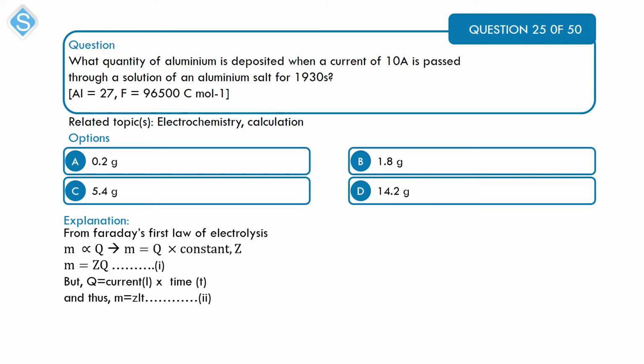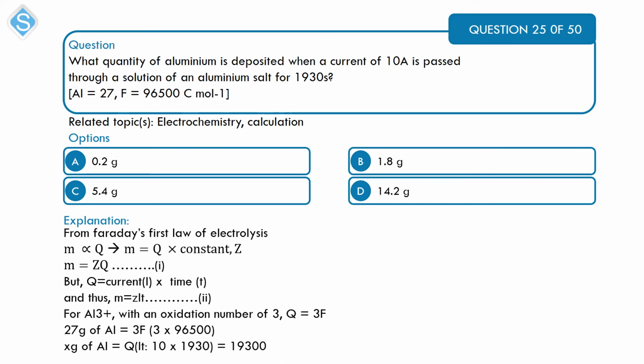Now, for aluminium, which has an oxidation number of 3, the quantity of electricity that will be required is 3 Faraday to liberate 1 mole of aluminium, which is 27 grams of aluminium. That's the atomic mass of aluminium. So to liberate 1 mole of it, we are going to need 3 Faraday of electricity. So 27 grams of aluminium will require 3 Faraday, and 1 Faraday is 96,500 coulombs. So 3 Faraday is 3 times 96,500 coulombs.